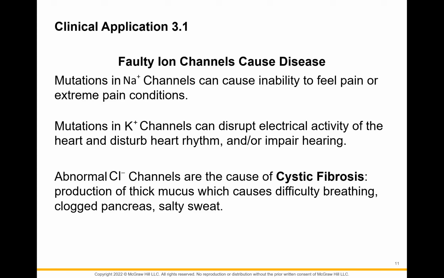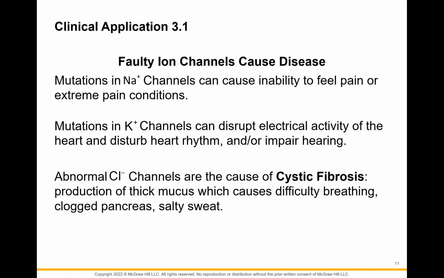But what we can see is that faulty ion channels can actually cause some diseases. There are mutations in some channels, like sodium channels, that cause the inability to feel pain or extreme pain conditions. If you do not have proper sodium channels and there's this sort of leaking, if you will, it can cause the inability to feel pain. If there are mutations in potassium channels, it can actually disrupt electrical activity. A lot of times we can see this lead to cardiovascular issues, such as problems with heart rhythm, as well as impaired hearing.